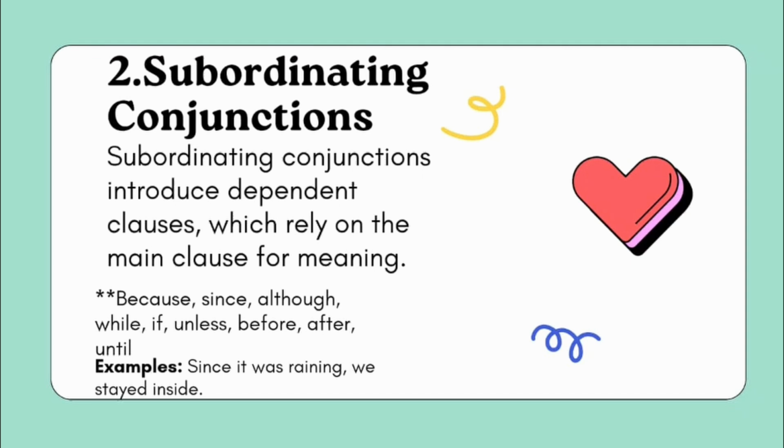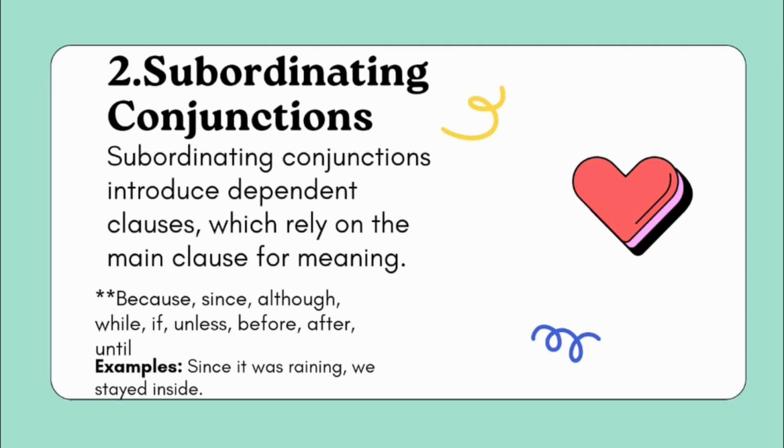Then contrast or concession. Subordinating conjunctions also show contrast or concession. These subordinating conjunctions show contrast between two ideas or an unexpected result. For example, they are although, though, even though, whereas, while. They are subordinating conjunctions that show contrast or concession.